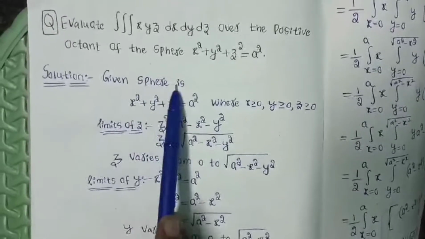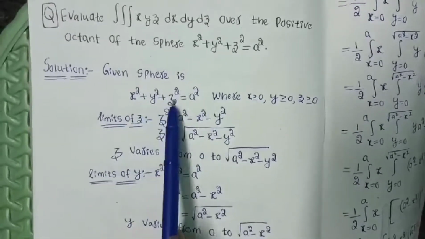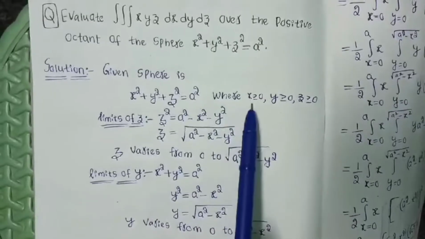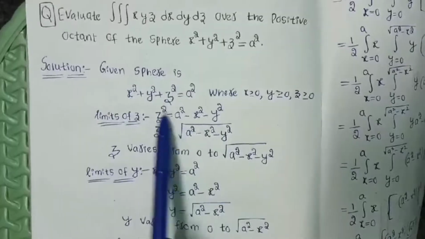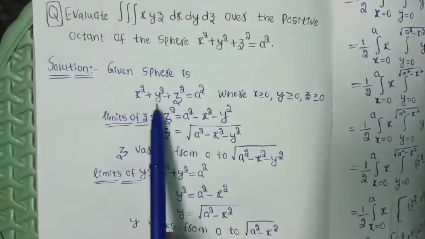First we write the given sphere, which is x square plus y square plus z square is equal to a square, where x is greater than or equal to 0, y is greater than or equal to 0, z is greater than or equal to 0. First we need to calculate the limits of x, y and z.